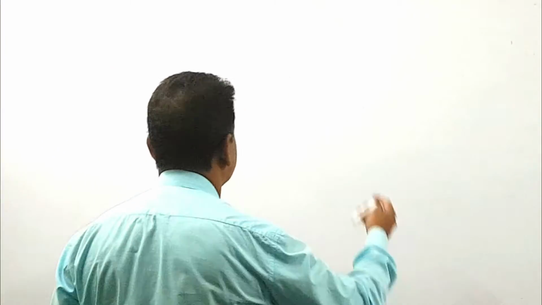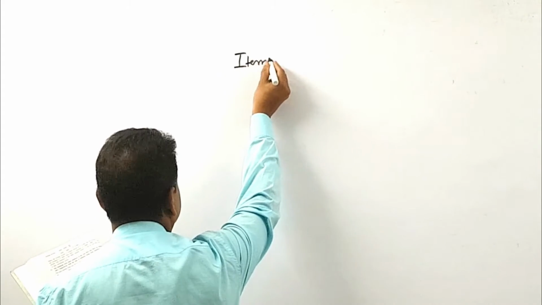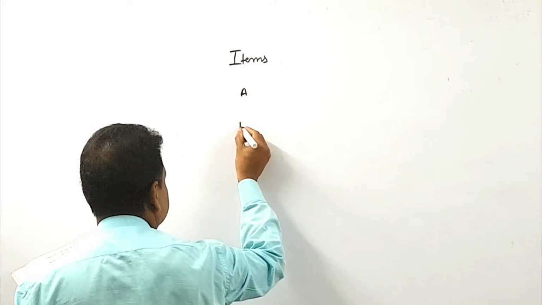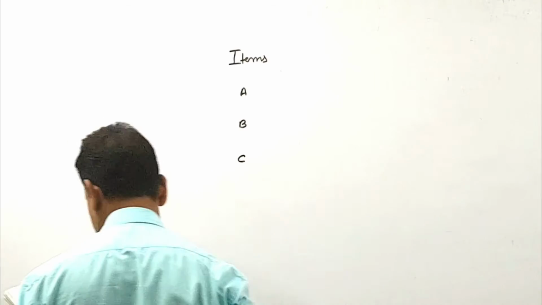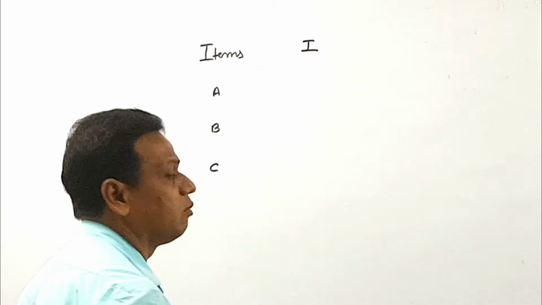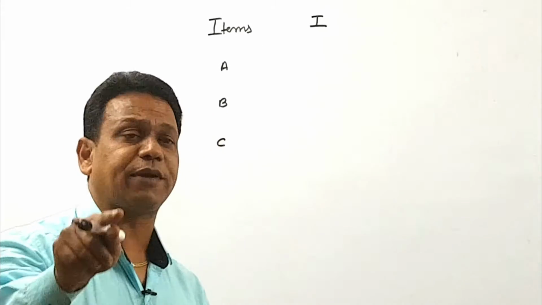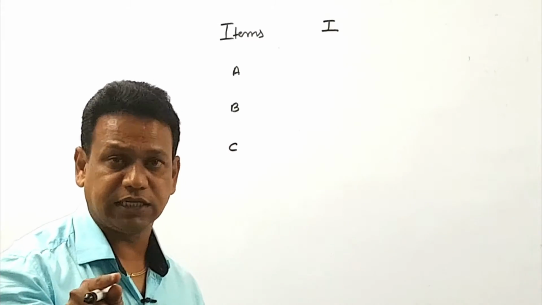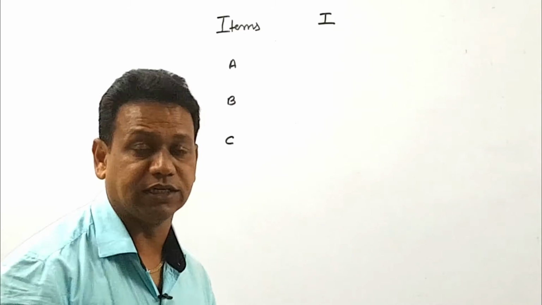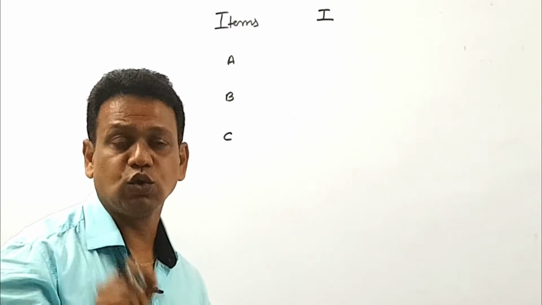So in question number 81 they have given three items, so I would like to mention my first column here. It is items: A, B and C. Then the index number, I have to mention here in my next column, I. So refer to your question: the price relatives are increased by how much percentage? They have mentioned the percentage.